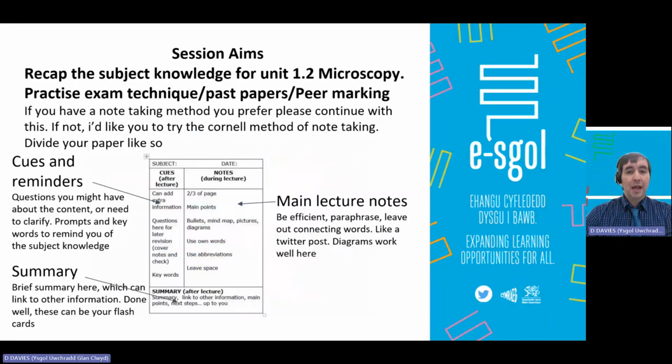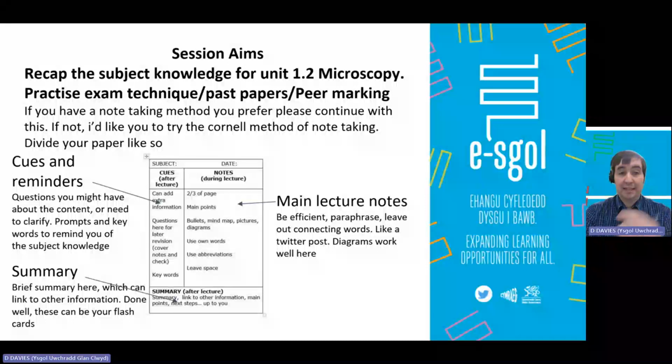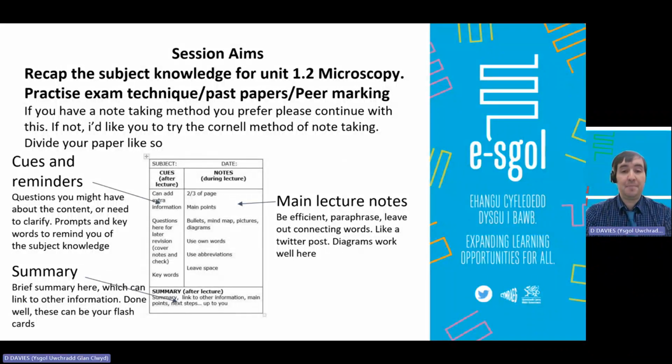For this revision session, I would like you to try the following. If you have a preferred note-taking method, then please continue with that. But if not, I'd like you to try and use this method. This is the Cornell method. You take your A4 sheet of paper, you split it into columns, 1/3 and 2/3, and then at the bottom you split the third, and the bottom there is the summary.